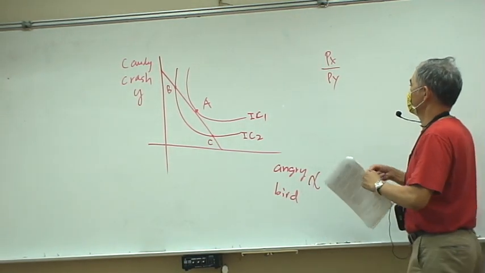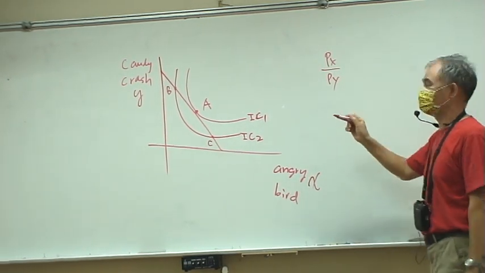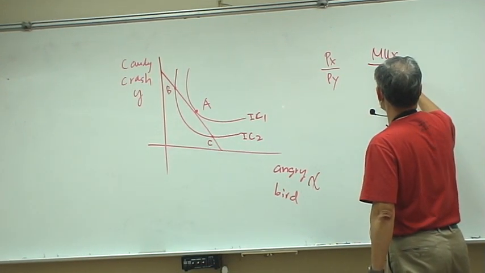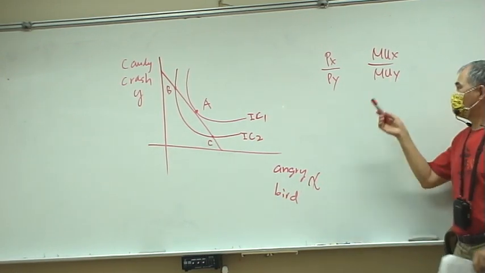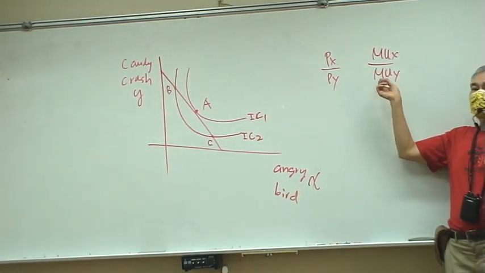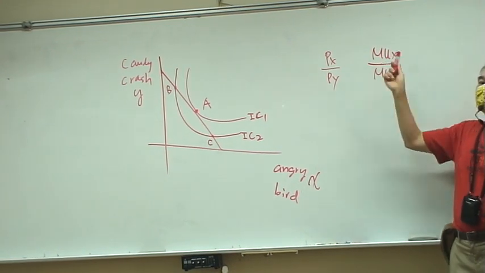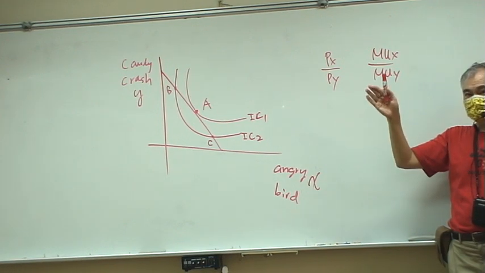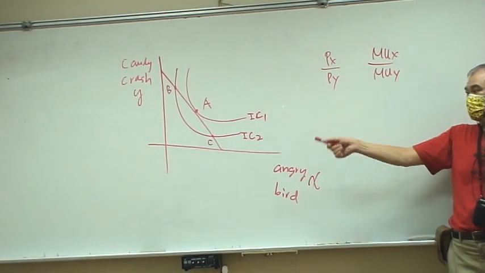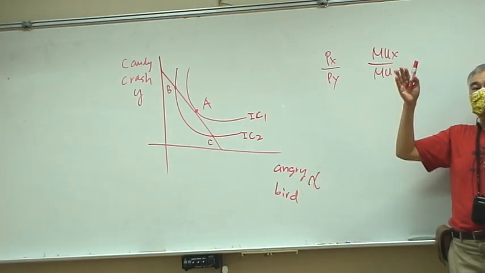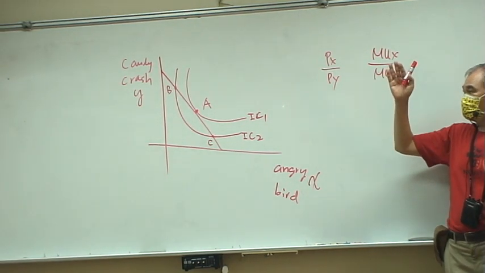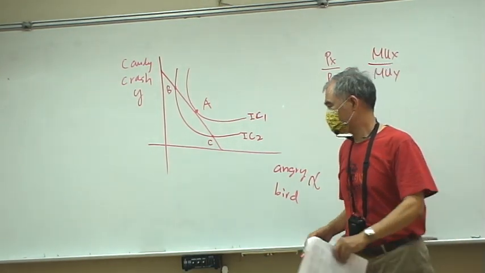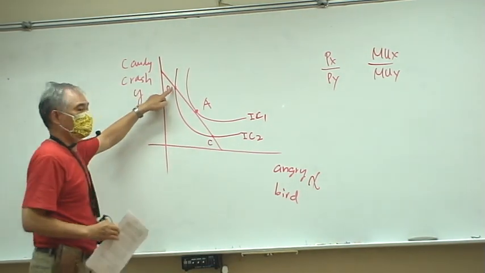The indifference curve represents your satisfaction, your utility. So what's that? That's MUx over MUy. How much you love it, MUx and MUy can tell. As we just showed, when the indifference curve is very steep, it means you love X, so Angry Bird. If the indifference curve is flat, you love Candy Crush, okay? So this is the tangent.